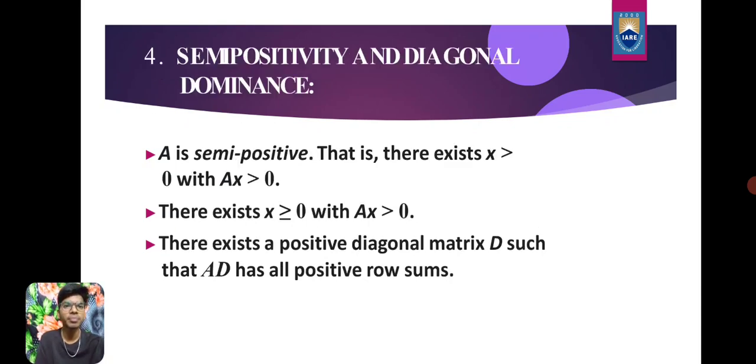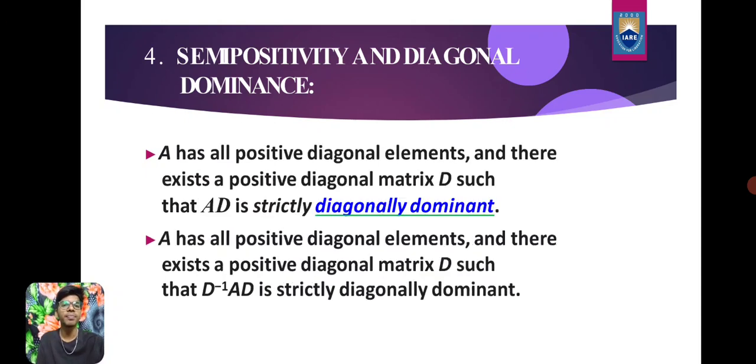Fourth point, semi-positivity and diagonal dominance. A is semi-positive, that is, there exists x greater than 0 with Ax greater than 0. There exists x greater than or equal to 0 with Ax greater than 0. There exists a positive diagonal matrix D such that AD has all positive row sums.